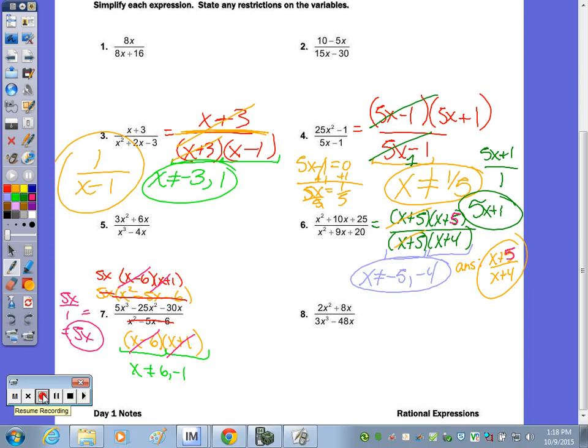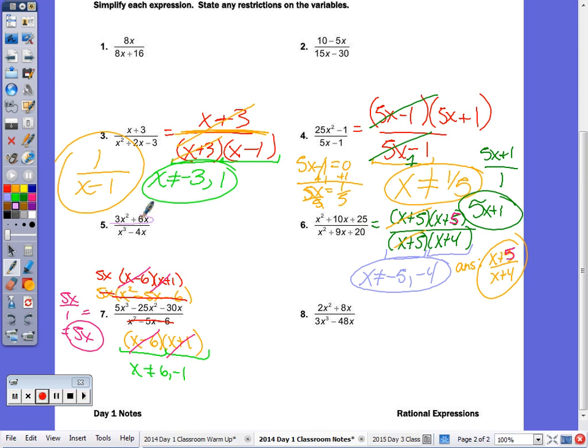Okay, so we went ahead and I gave you the answers for 6 and 7. We're going to do 5 and 8 together. So looking at 5, is there a GCF for 3x squared and 6x? 3. Not only do they have a 3 in common, but they also have an x. So it's going to be 3x times x plus 2.